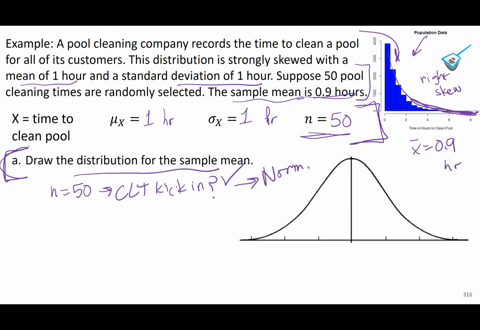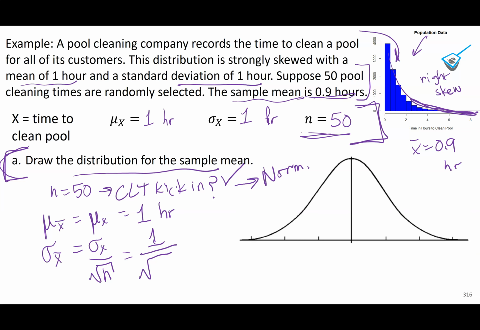So now we want to figure out, what's the mean and standard deviation? So the mean, mu of X bar, is just equal to the mean of the population, which we know is 1 hour. Then the standard deviation of X bar is the standard deviation of the population divided by the square root of the sample size. So this will be 1 over the square root of 50.